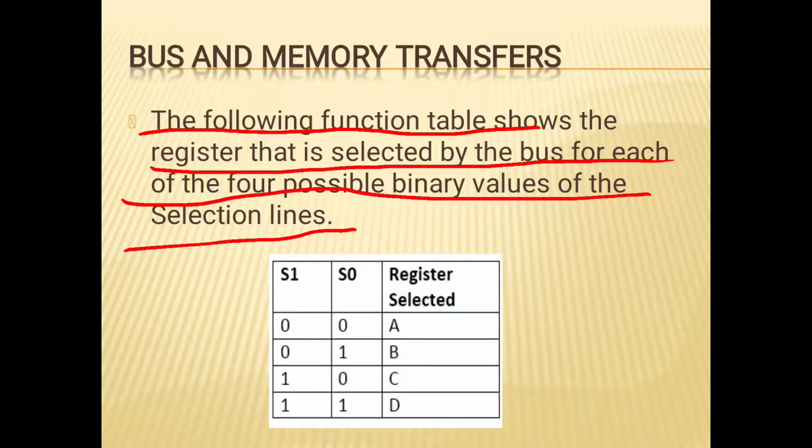See, in this, S1 and S0 are the two selection lines, two variables. It means it has 4 possible states: 0, 0, 0, 1, 1, 0 and 1, 1. And as we discussed in the previous slide, whenever S1 and S0 select 0, 0, it selects the register A content. Whenever S1 and S0 select the 0, 1 input, it selects register B. Whenever S1 and S0 select 1, 0, it selects the data of register C. And whenever S1 and S0 select the 1, 1 input, it selects register D.